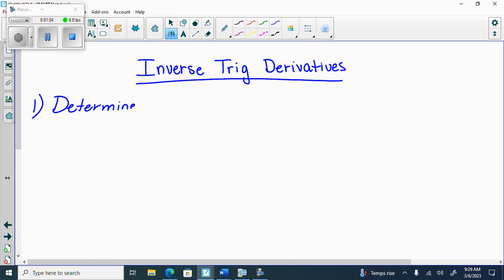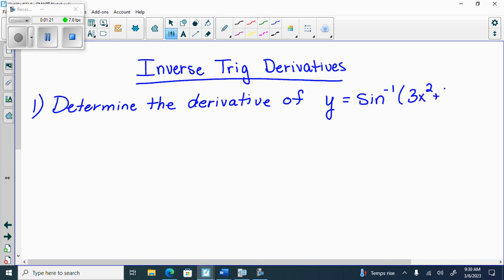Determine the derivative of y equals sine negative 1 of 3x squared plus 6x plus 7. I'm not lying when I say the hardest part of this is knowing what the derivative actually is. That's it.